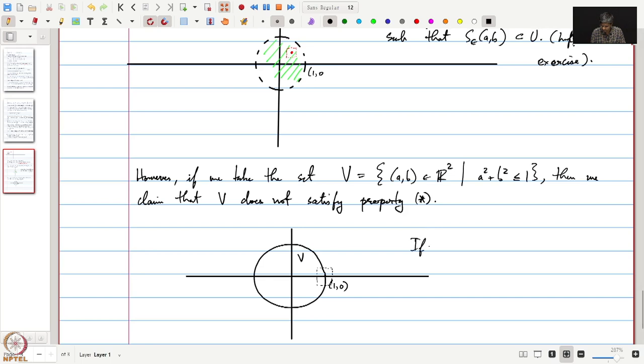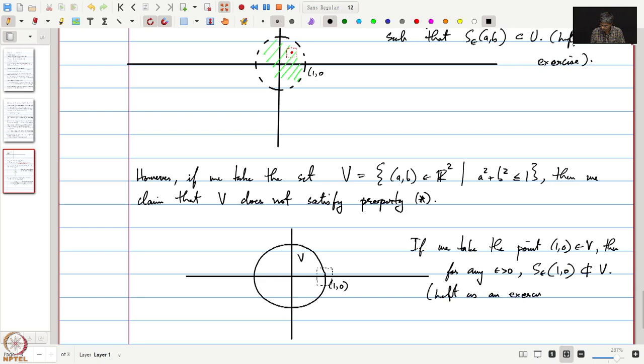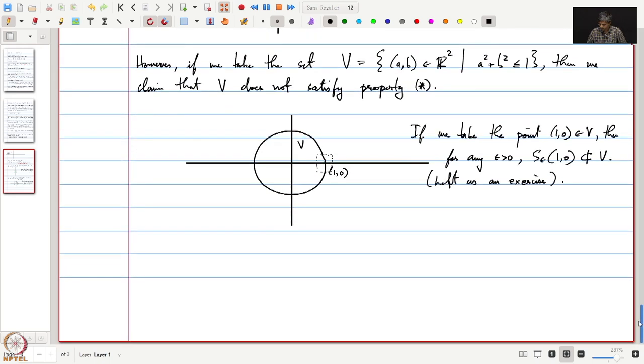So, if we take the point (1, 0) in V, then for any epsilon positive, S_epsilon(1, 0) is not going to be contained in V. Okay, so this is also left as an exercise. So we will stop here, and in the next lecture we will continue with the proof that tau defines a topology on R^2. Thank you.